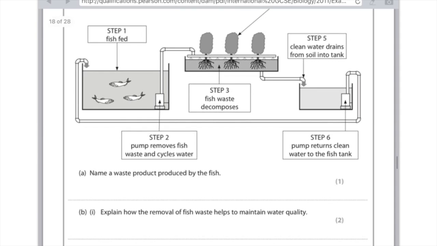Right, the reason why you need to remove the fish waste is because otherwise the fish waste would get broken down by microorganisms, and then the microorganisms would use up all that oxygen in the water in their respiration, which means that there'd be way less growth of the fish. So for the first mark, just mention the word microbes. Second mark, say that they respire. And then the third available mark, obviously it's only worth 2 marks, say that they use up that oxygen in their respiration.